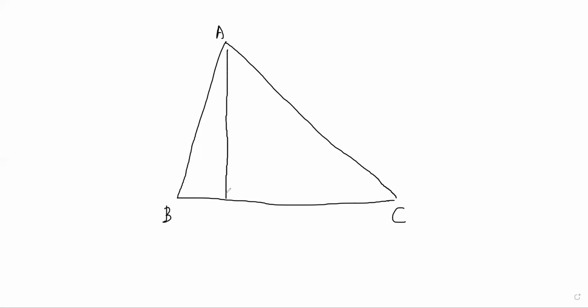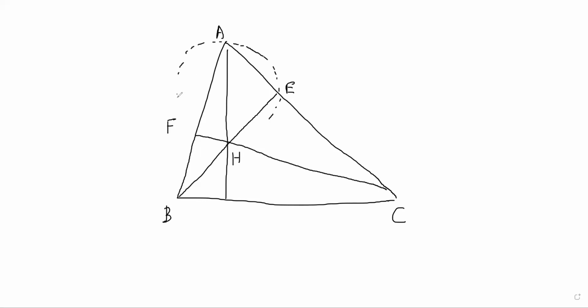So this is my one altitude, BE is my other altitude, and CF is my other altitude. This is H, this is E, this is F. There is a circle here that passes through all of these points. And the midpoint of this is O, let's say, right? I think I get it.